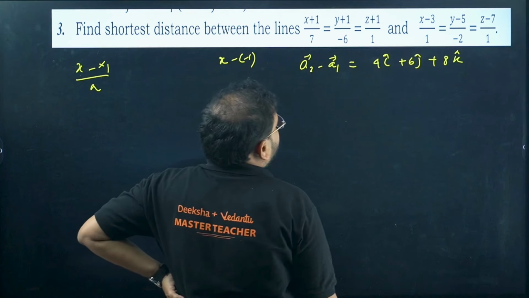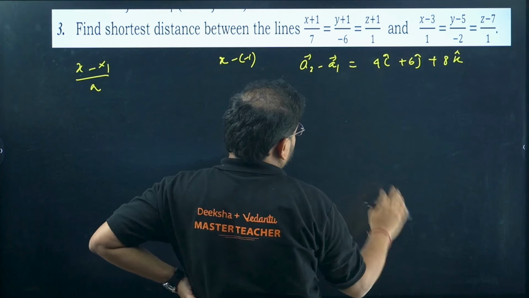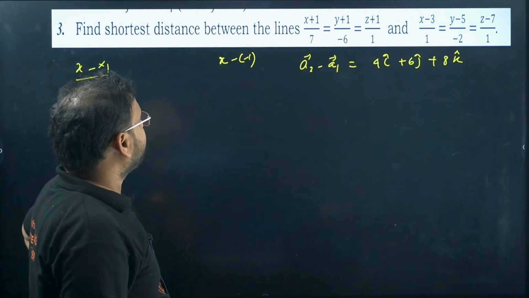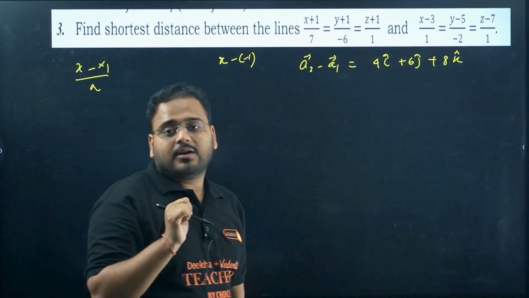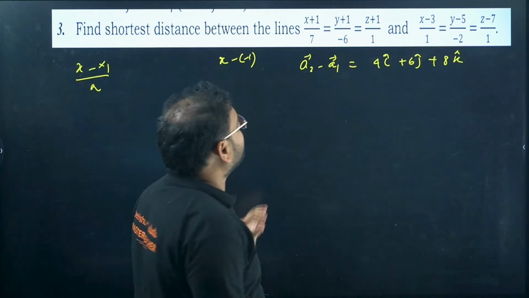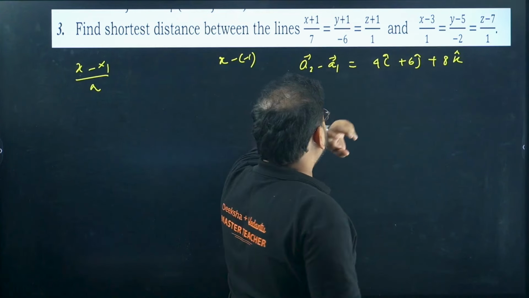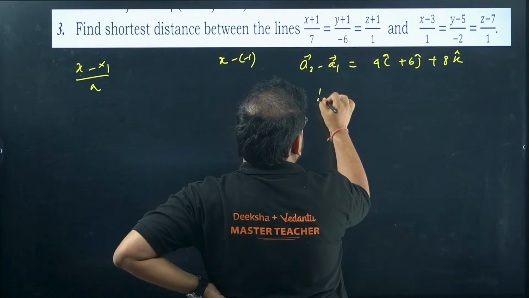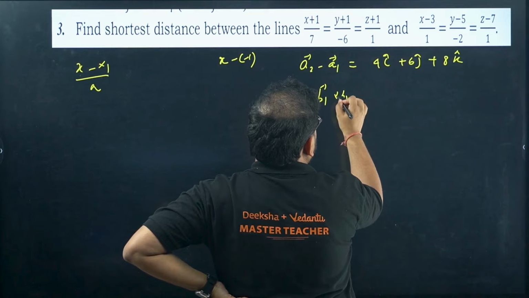Next we have to find b1 cross b2. We need to find the value of b1 cross b2, so let's find b1 and b2 first. We have b1 over here, b2 over there. b1 cross b2 will be the determinant value.